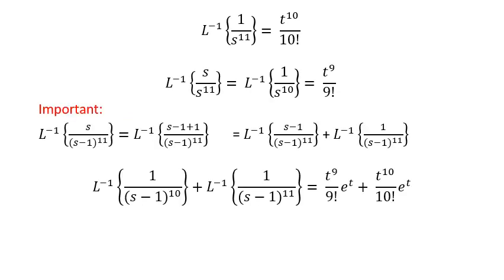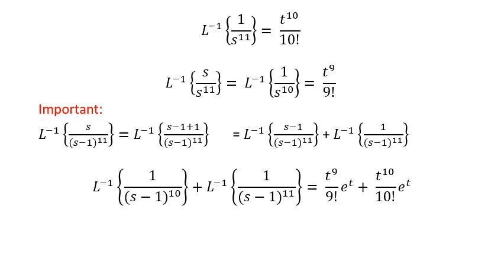So Laplace inverse of 1 by s raised to 11 is t raised to 10 by 10 factorial. Similarly, Laplace inverse of s by s raised to 11. So you can cancel one s. It is same as Laplace inverse of 1 by s raised to 10. And that is t raised to 9 by 9 factorial.